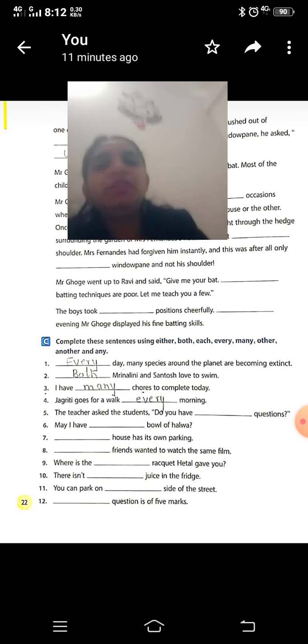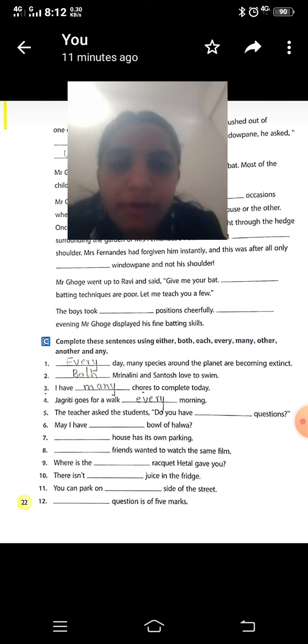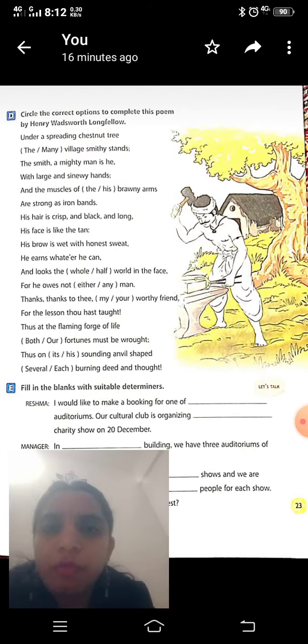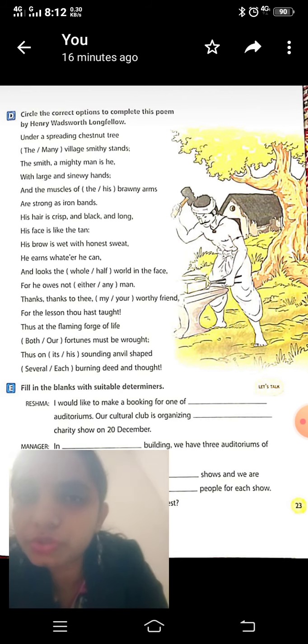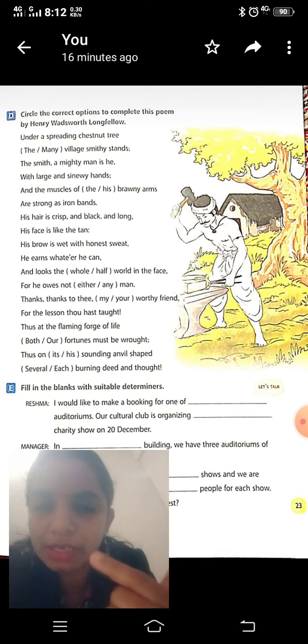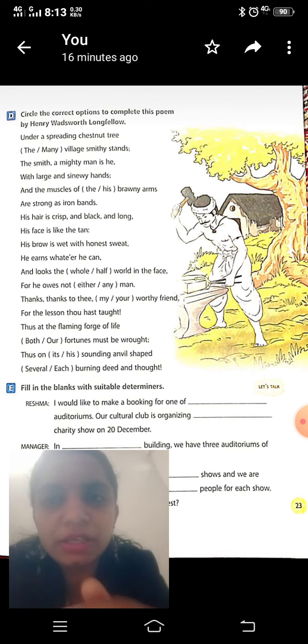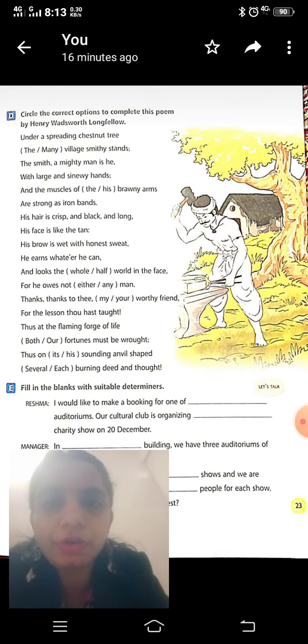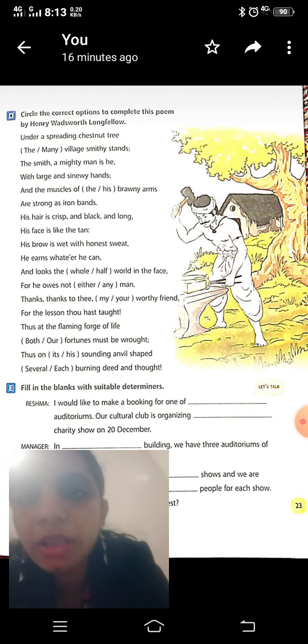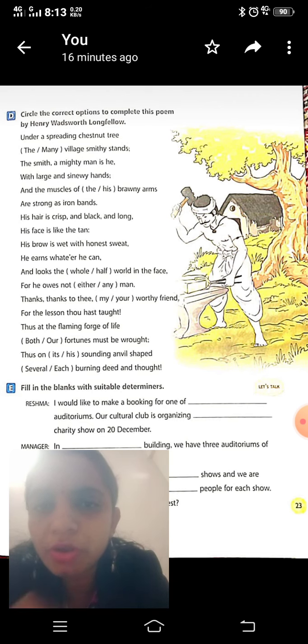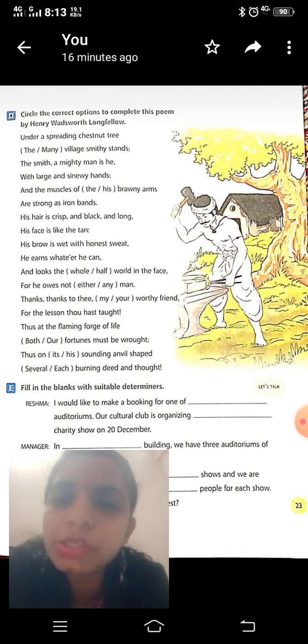I think I have explained the three exercises. Today I will give you exercises D and E as homework, and tomorrow we will cross-check the answers of exercises D and E and go for the further exercises. Circle the correct option, complete the poem. Here one poem is given and the words are also given. You just have to choose one of the two word options given.